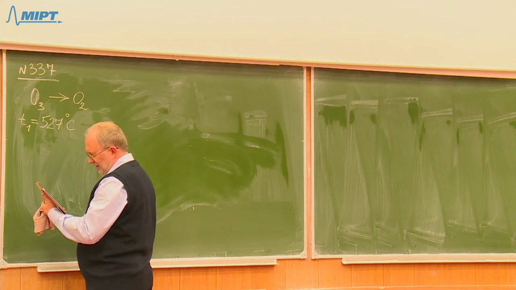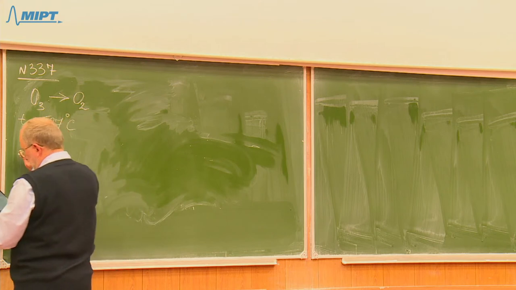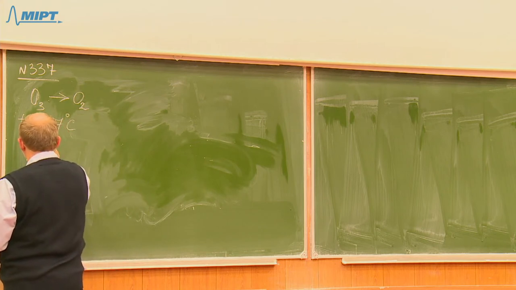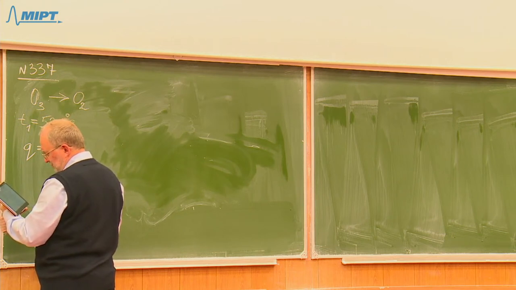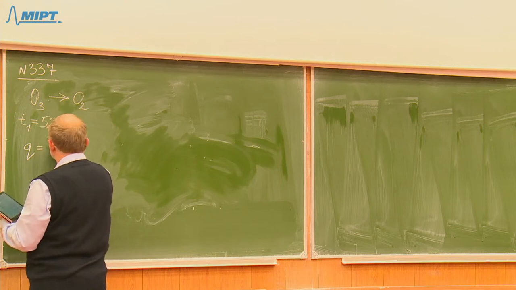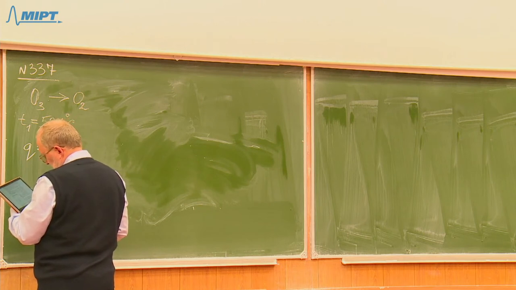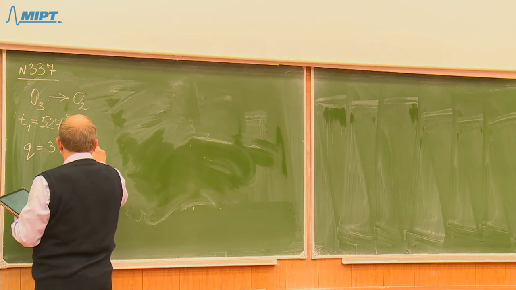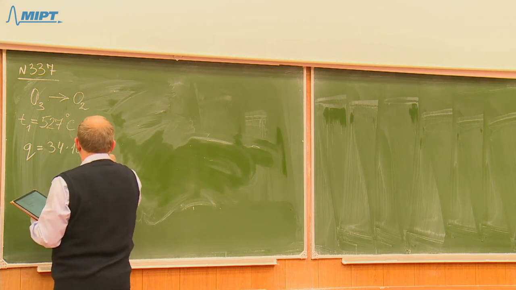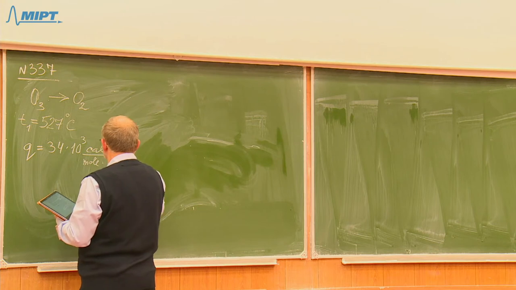Find the increase of the pressure in the vessel if we know the specific heat which is needed to form 1 gram molecule of ozone from oxygen. So the specific heat of this transfer from ozone to oxygen is 34,000 calories per mole and Kelvin.